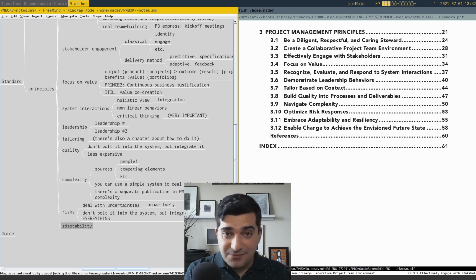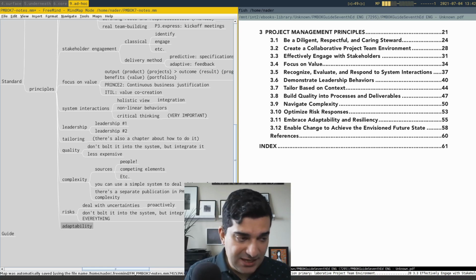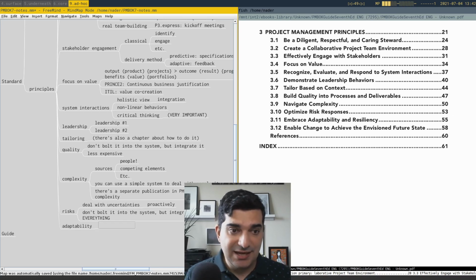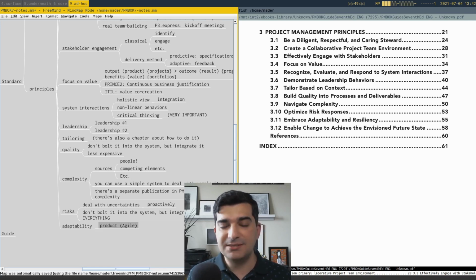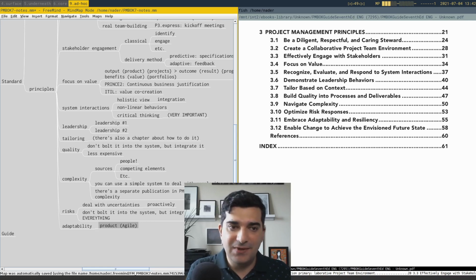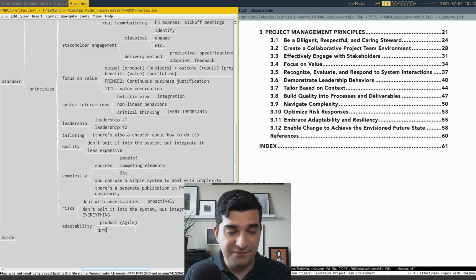And the reason we have it is that when we think about adaptation, there can be two different subjects for it. One can be the product, and that's for agile projects. The product in agile projects is created with an adaptive system. But we also have the process, and that's for all projects.